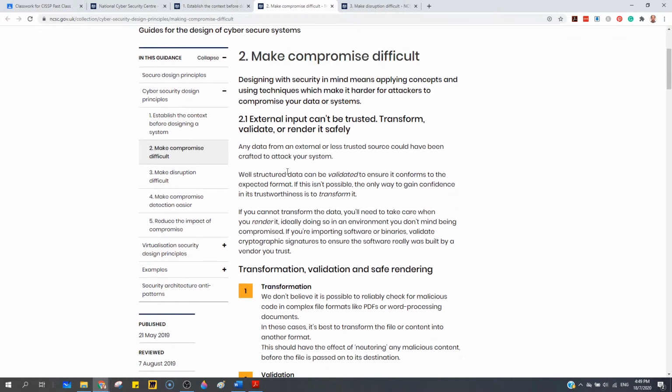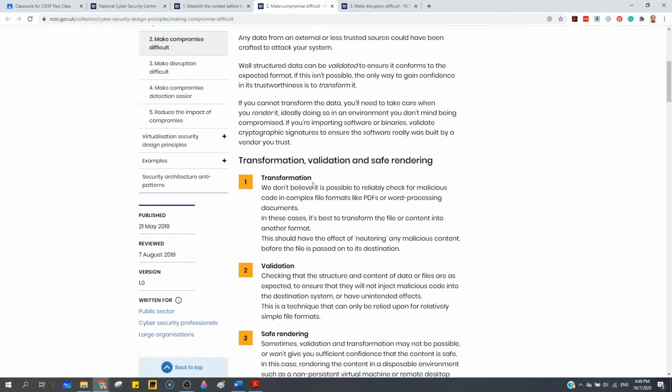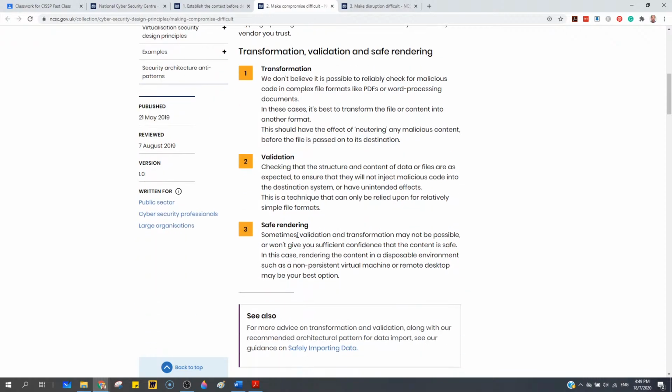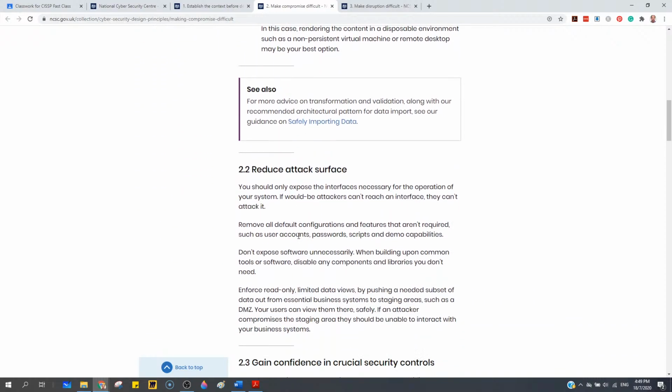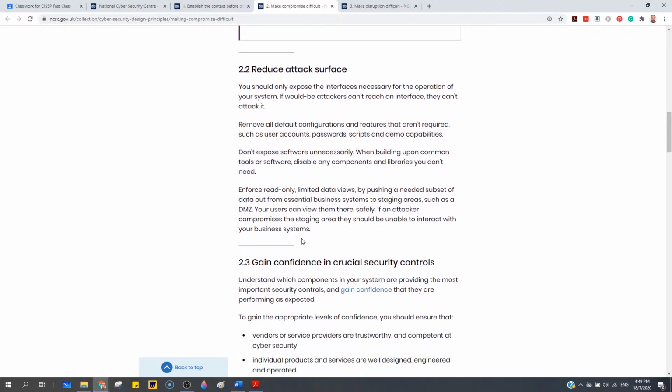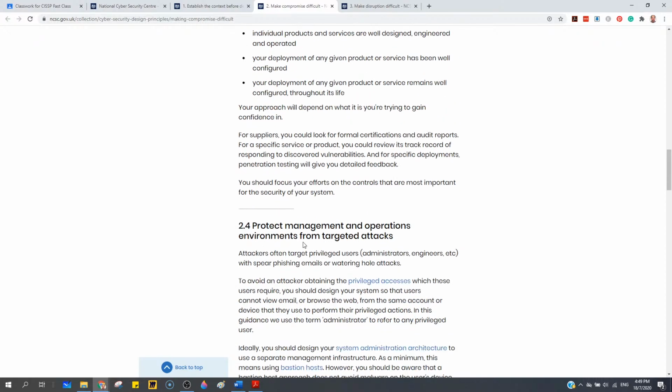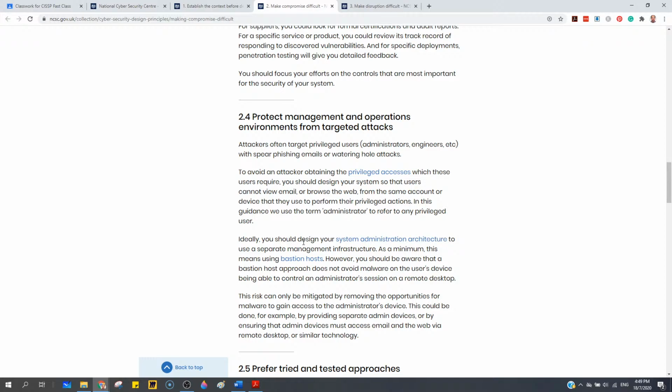What are these? There are a total of 9. The first one is external input cannot be trusted. Transform, validate or render it safely. It means whenever it is possible, just transform it, validate the external input, or you can do a safe rendering. The second says reduce the attack surface, minimize the attack surface as much as possible. Then the third one says gain confidence in crucial security controls. The fourth one says protect management and operation environment from targeted attacks.